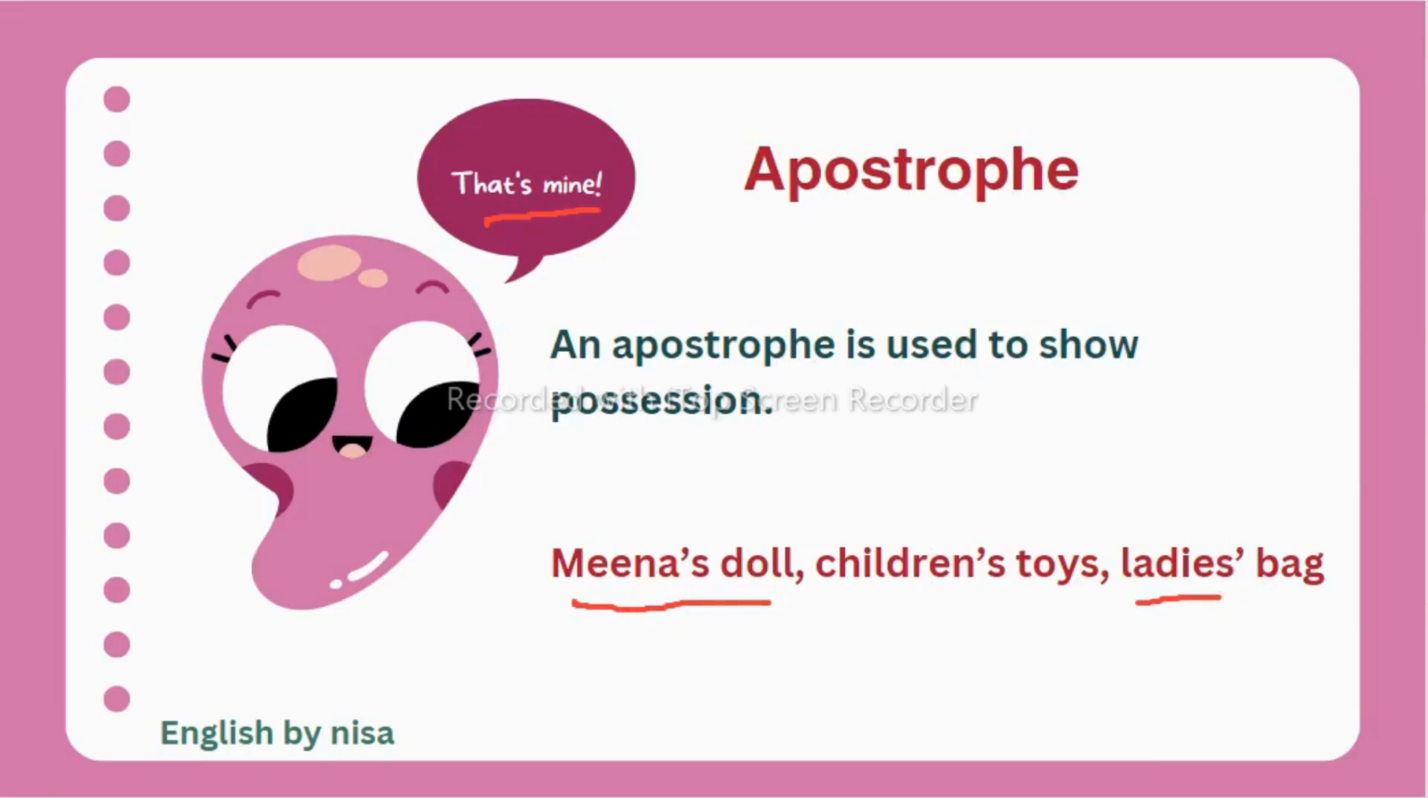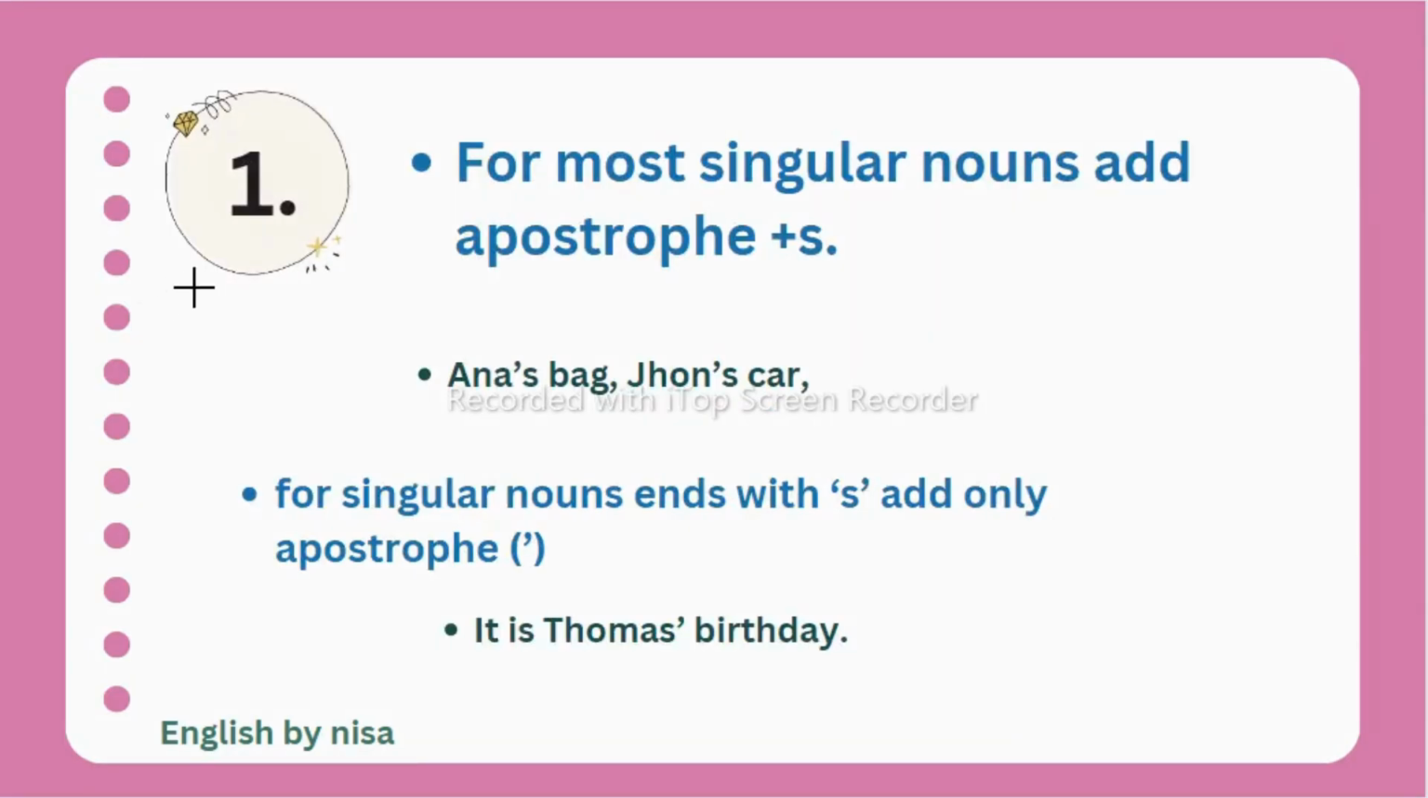Now let's see the rules for using the apostrophe. Rule number 1: for most singular nouns we add apostrophe plus s to show someone's possession. For example, Anna is a singular noun, a single person, and this bag belongs to Anna, so I write Anna's bag. With a singular noun you put apostrophe plus s. John's car. John is also singular, so we add apostrophe plus s to show the car belongs to John.